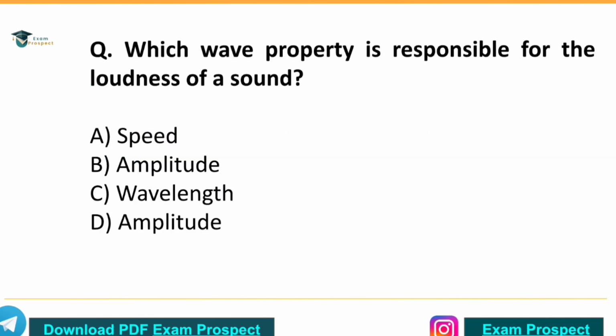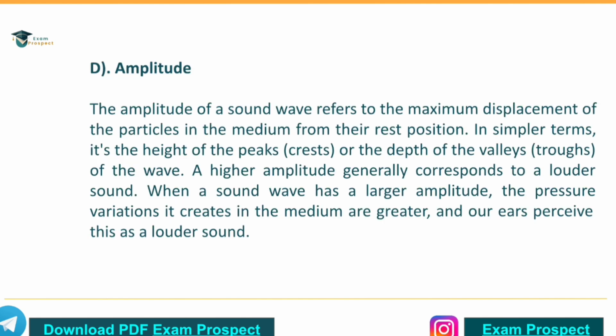Next question, which wave property is responsible for the loudness of a sound? The correct answer is option D, amplitude. The amplitude of a sound wave refers to the maximum displacement of the particles in the medium from their rest position. In simpler terms, it's the height of the peak or the depth of the valleys of the wave. A higher amplitude generally corresponds to a louder sound. When a sound wave has a larger amplitude, the pressure vibrations it creates in the medium are greater, and our ears perceive this as a louder sound.